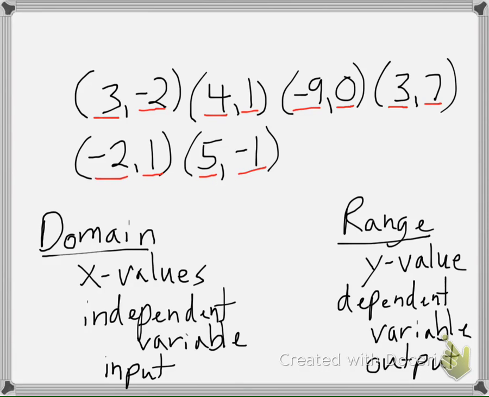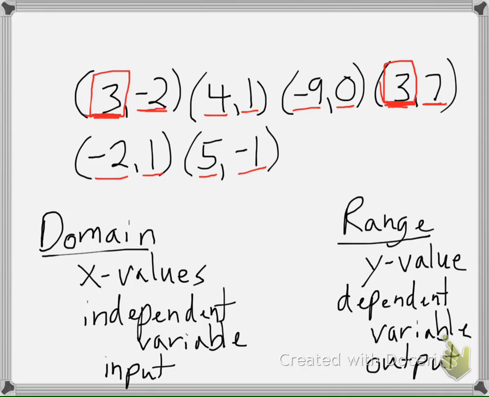Now, the input 3 has an output of -2, but if you look, the input 3 also has an output of 7. So this would be a relation that is not a function because every input does not go to one output. We have one input, specifically the input 3, the domain 3, actually goes to two different values in our range. So this would be an example of something that is not a function.